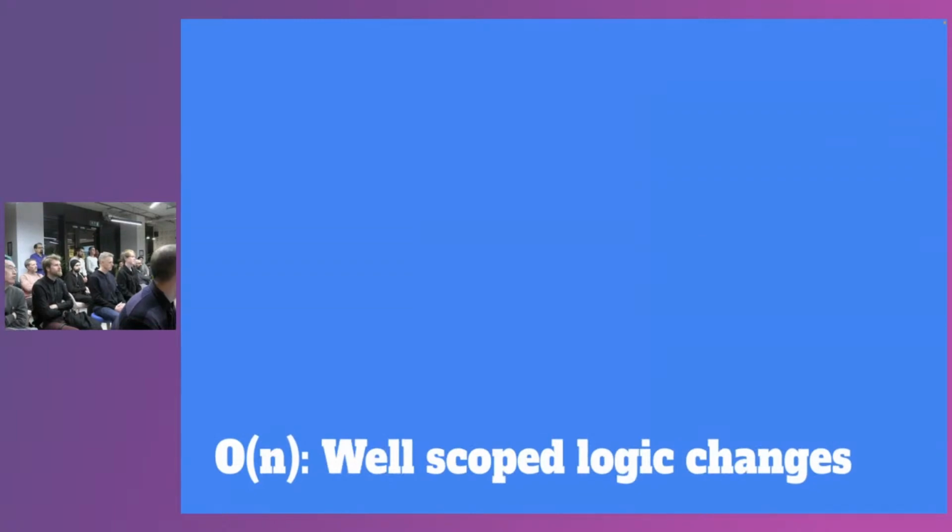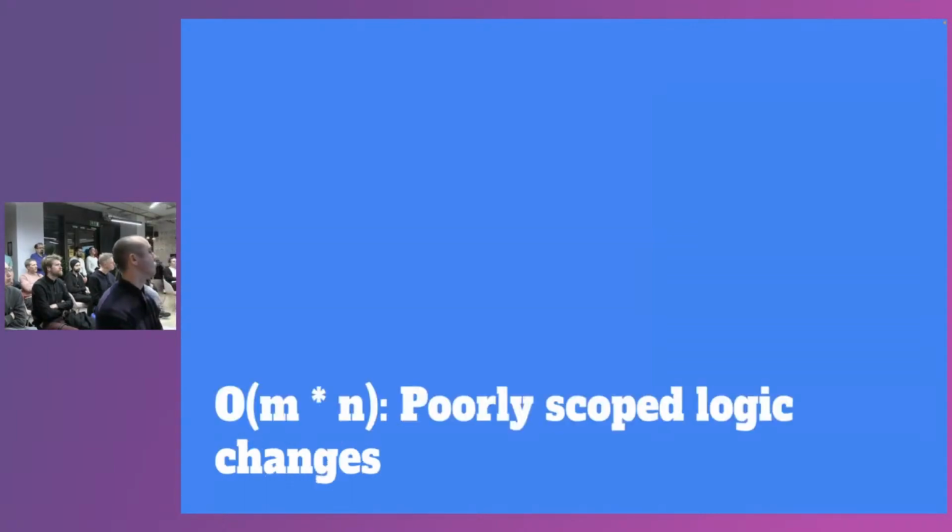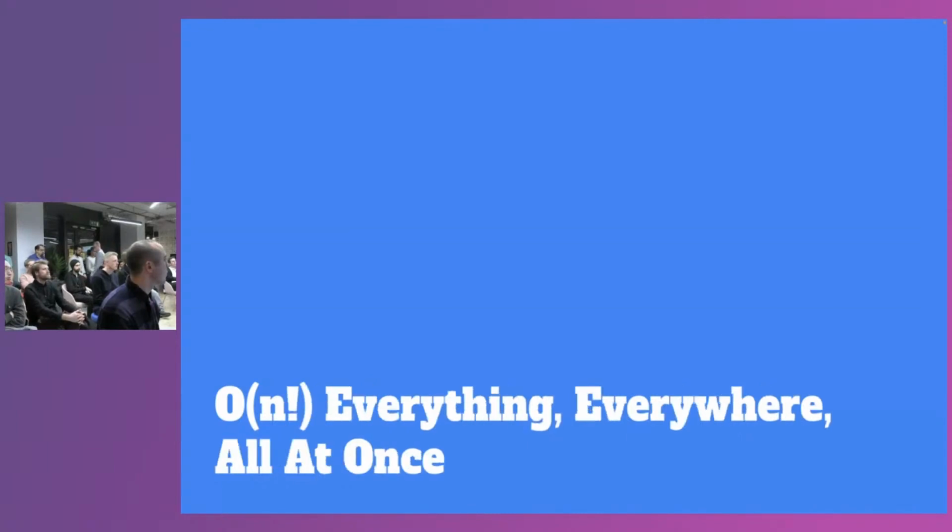Big O of n, where n is the number of lines of code. That's a well-scoped, single change that you're making. It could be 1,000 lines, it could be 10 lines, it could be 1 line. Fine. M times n. So that's you're doing many, m unrelated changes. And so each time you find a new unrelated change, you have to go back and reread the code. And so you end up doing n times m reading, trying to figure out what's going on. And then n factorial, everything everywhere all at once. Don't do this. Don't do this.